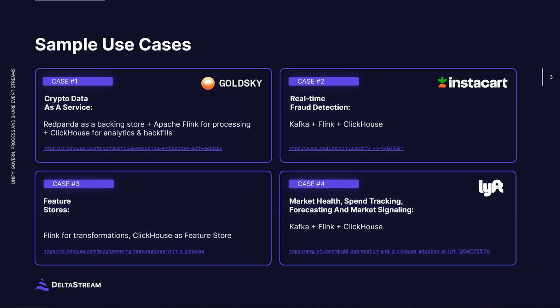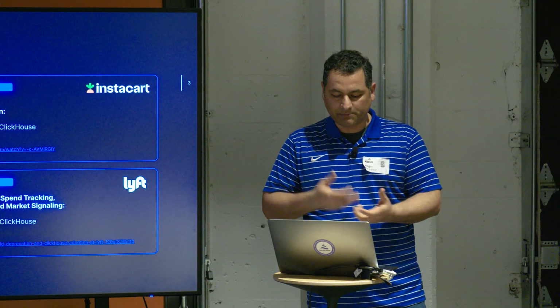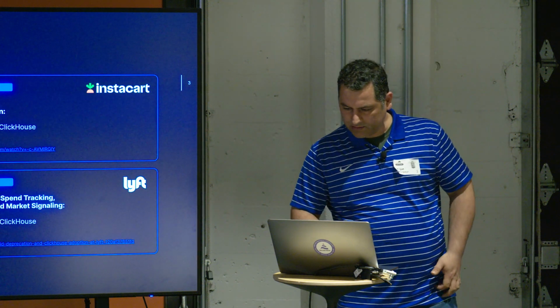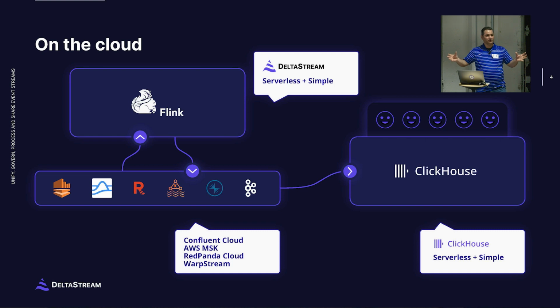Another interesting use case, from the previous ClickHouse meetup a few months ago: Instacart is using the same combo, Kafka, Flink, and ClickHouse, for their real-time fraud detection application. They built a pipeline, ingest data from Kafka, do the transformations in Flink, and serve it to their fraud detection application using ClickHouse. Other use cases use these three for building a feature store. Another example is Lyft, which switched to ClickHouse from their previous Druid deployment and uses the combination of Kafka, Flink, and ClickHouse to power many of their services, including market health, spend tracking, forecasting, and market singulating.